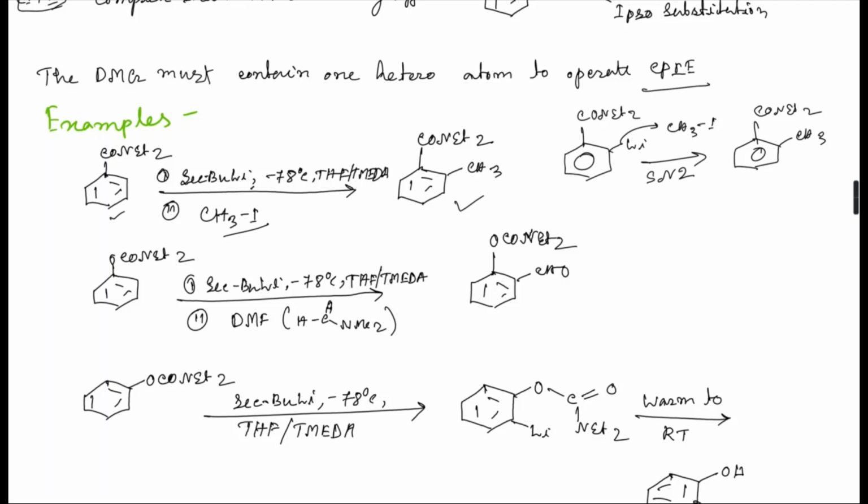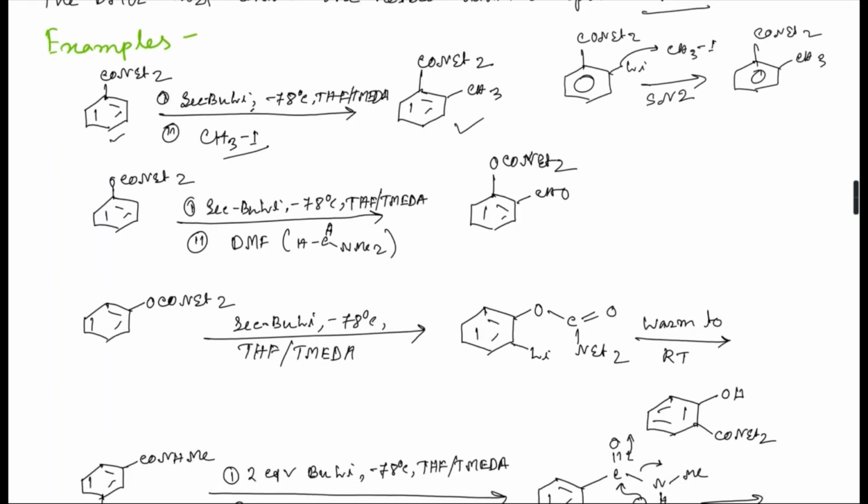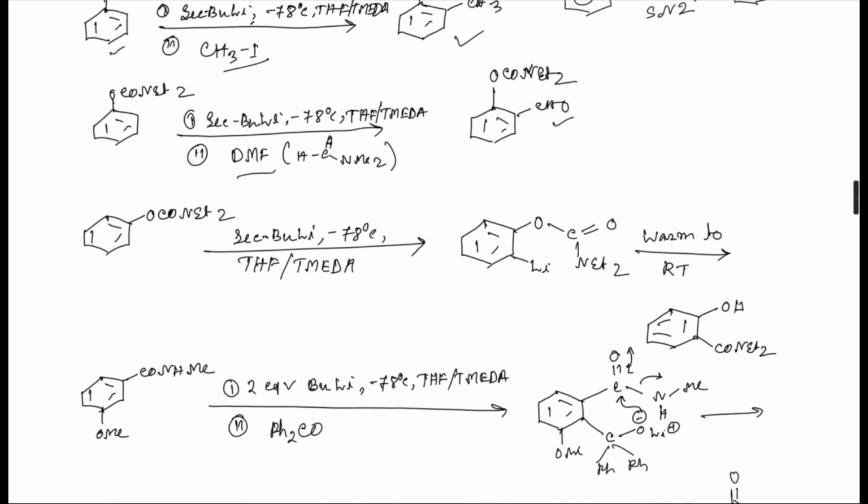If we come to the second example, it is also the same. The ortholithiated product will be formed first, and then the reaction is with DMF. DMF is dimethylformamide. So this is a suitable reagent for a CHO group to substitute, and then we'll come to reaction 3.